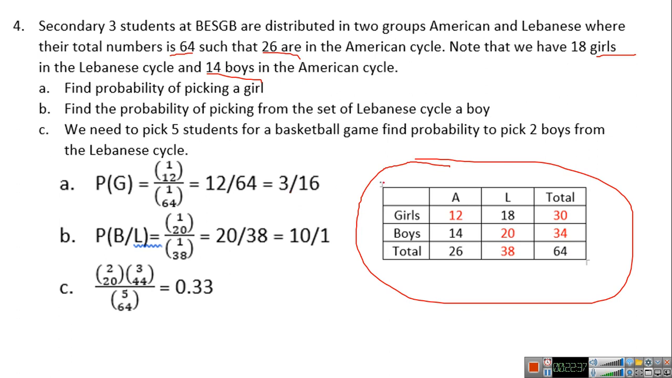So find the probability of picking a girl. Girl, how many girls do I have? I have a total of 30. So it's 1 out of 30 over the total number, because I don't have knowing.